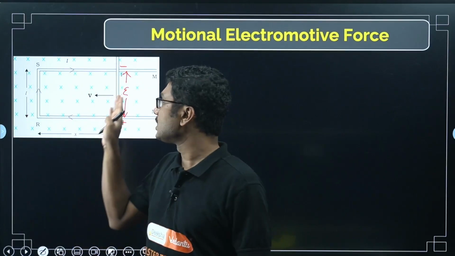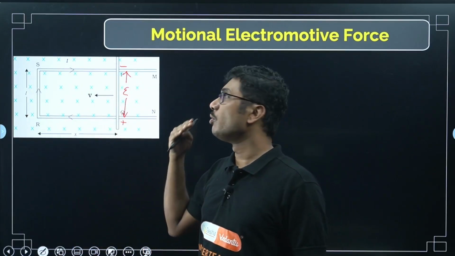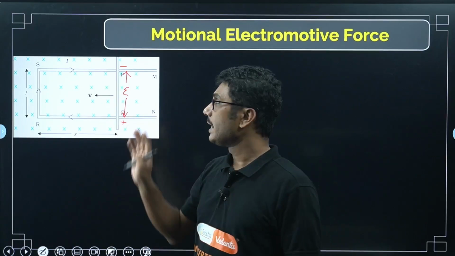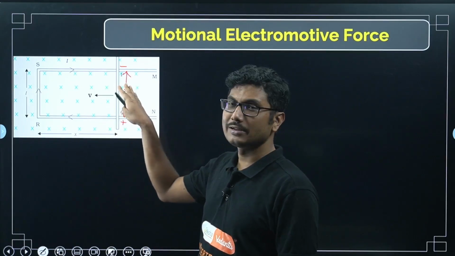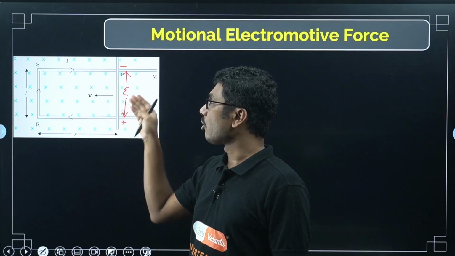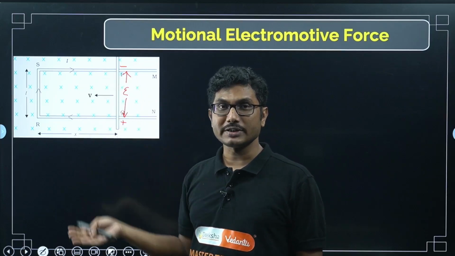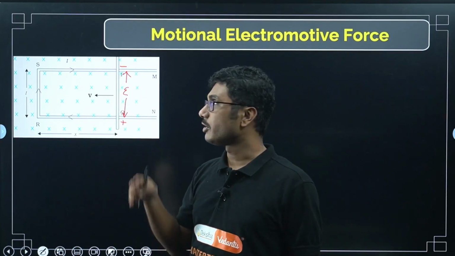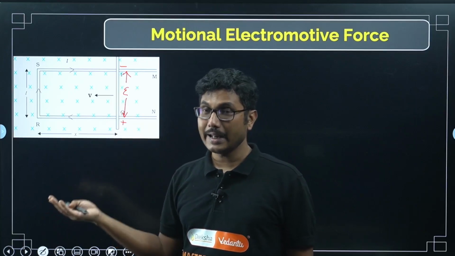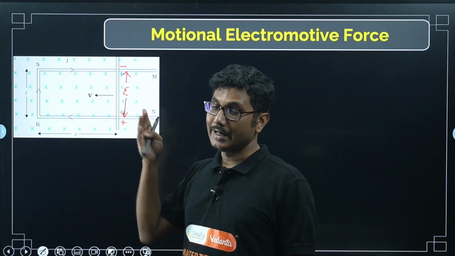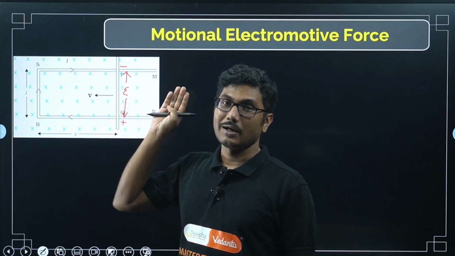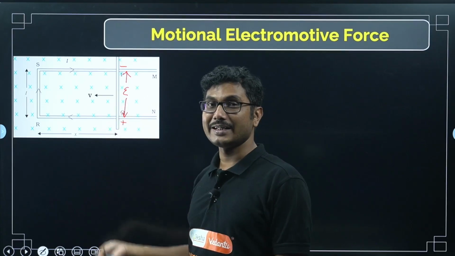If you stop this rod, there will be no more motion, right? If you pause this rod, the field lines crossing this area will be constant and the flux will be constant, because flux is B dot A. B is constant, area is constant, so flux is constant, so there is no flux change. dΦ is 0.